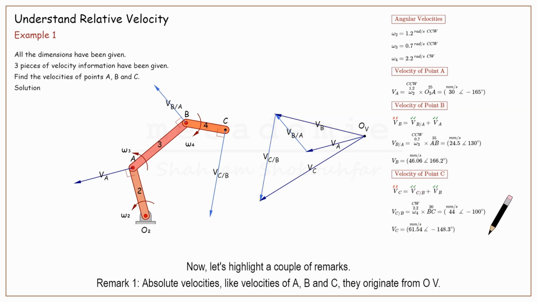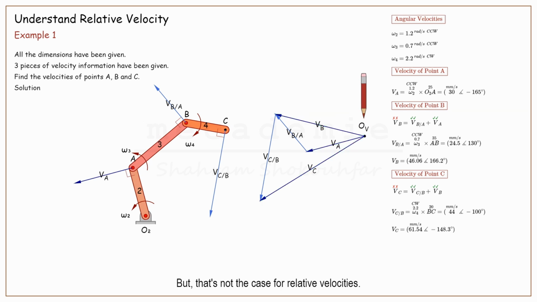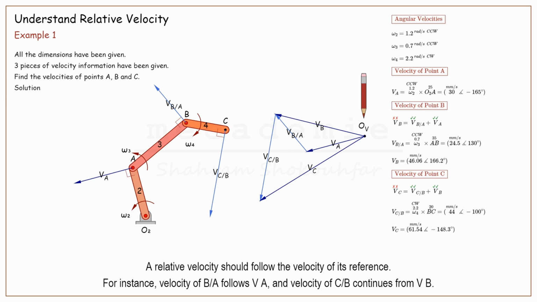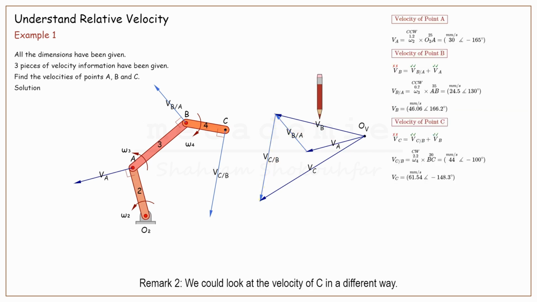Now let's highlight a couple of remarks. Remark number 1. Absolute velocities, like velocities of A, B, and C, they originate from OV. But that's not the case for relative velocities. A relative velocity should follow the velocity of its reference. For instance, velocity of B with respect to A follows VA, and velocity of C with respect to B continues from VB.